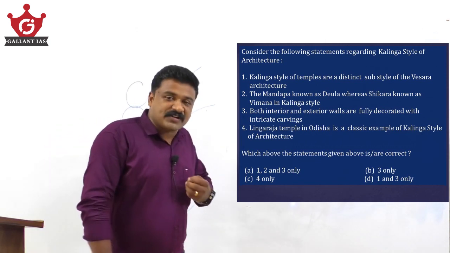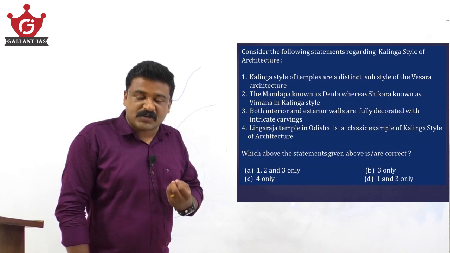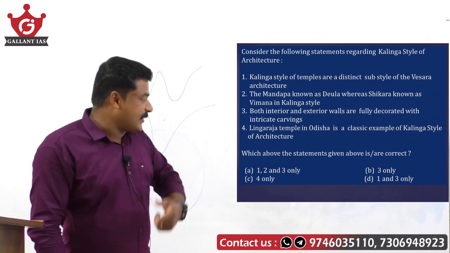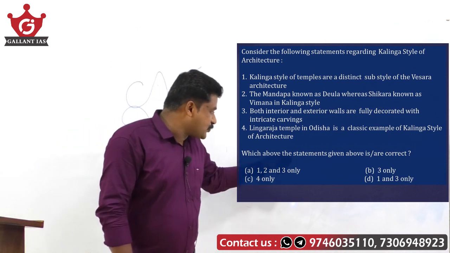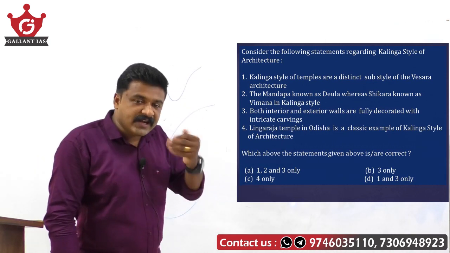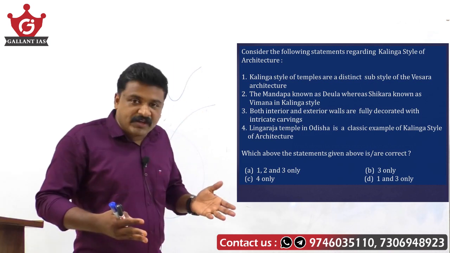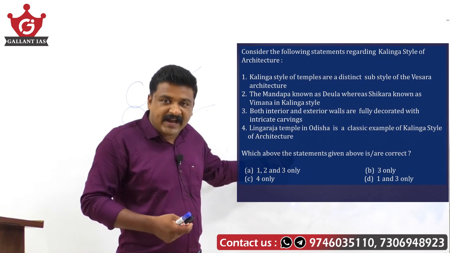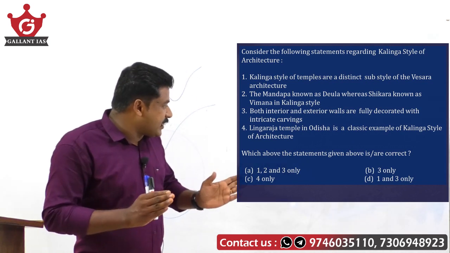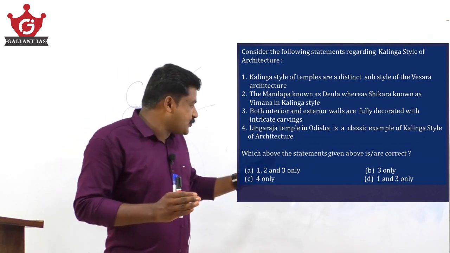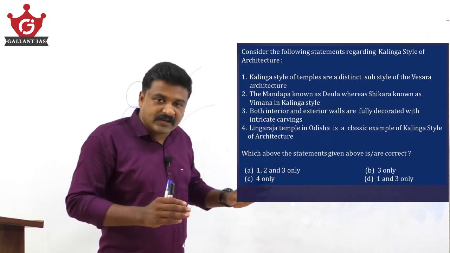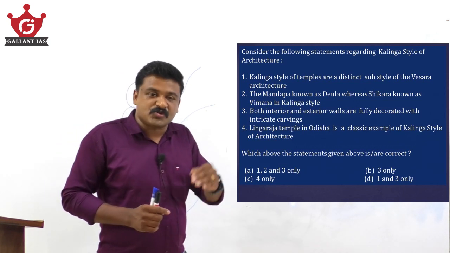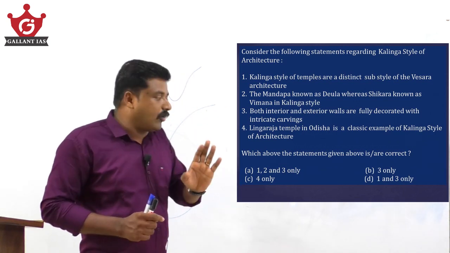So we know that the first statement is wrong. It is not a sub-style of Vesara. Kalinga, or Odisha, is a sub-style of Nagara. So you are eliminating choices A and D. Straight away you come to the conclusion that the second statement is also wrong. Looking at the answer codes, when you eliminate A and D, only choices C and B are left, I mean 3 and 4 only. So either 3 or 4 is the correct answer. 2 is also struck off.